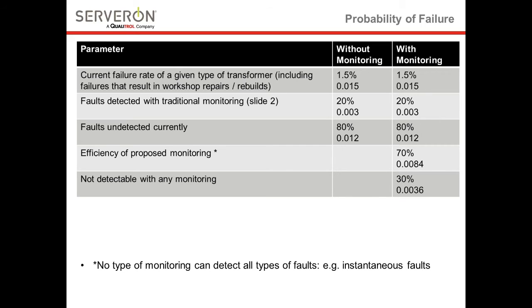So not detectable with any monitoring, for example, it will never be possible to detect a fault that is directly associated with a lightning strike. And there are other faults which current monitoring technology will not be able to detect, or at least give sufficient advance warning of. So probably something of the order of 30%, as suggested by IEEE, would not be detected.